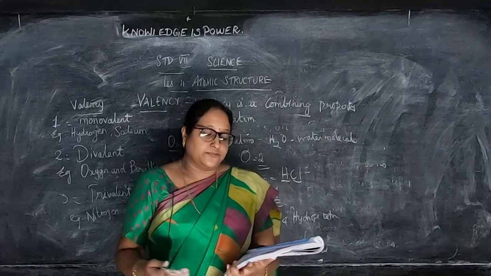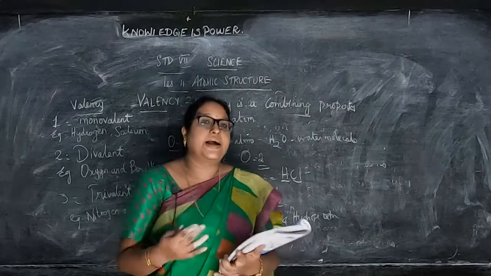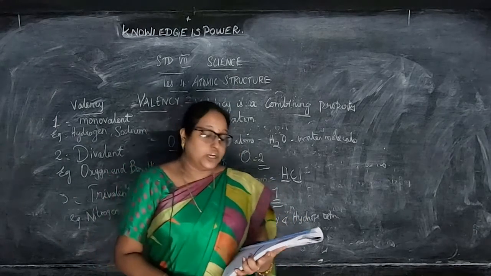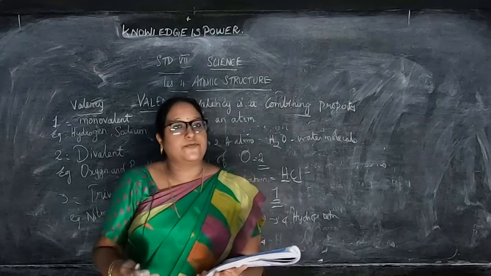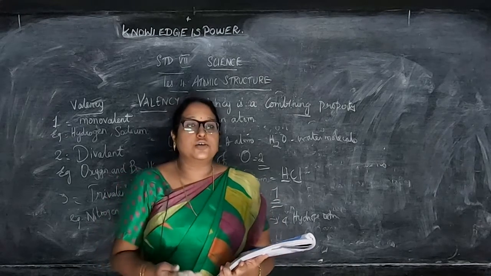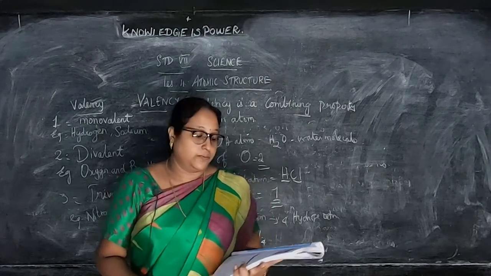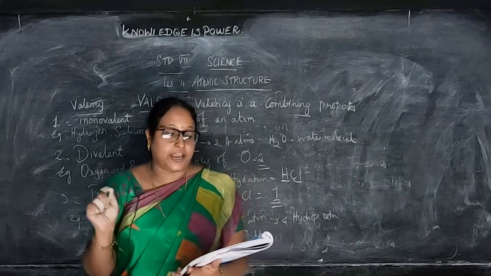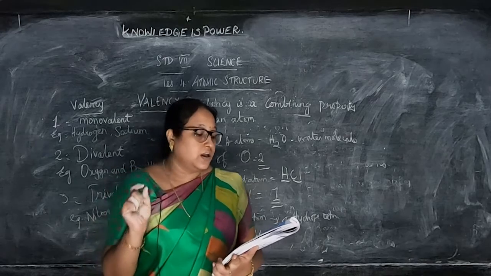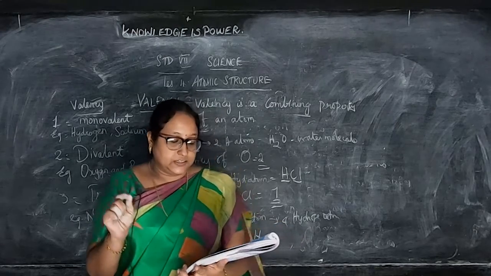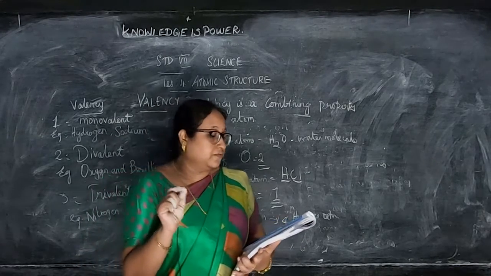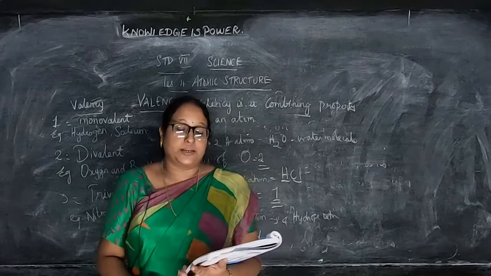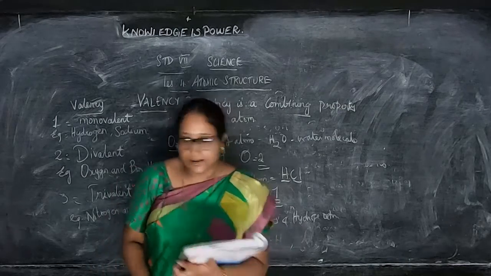Now when atoms of different elements combine with each other, molecules of compounds are formed. What do they form? Molecules of compounds are formed. Now it is necessary to know the valency of each element. Valencies of some elements are given in table 4.4. See at the top, children, elements, symbols, atomic number, mass number and valency.